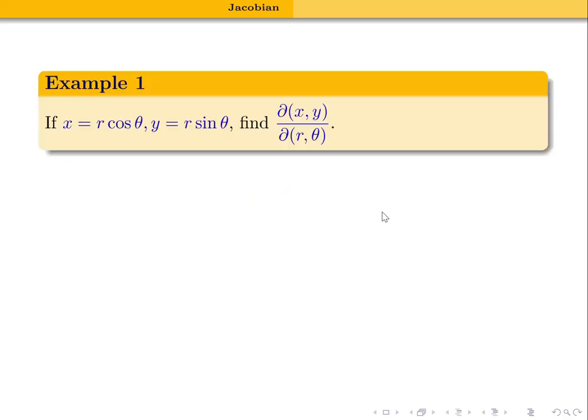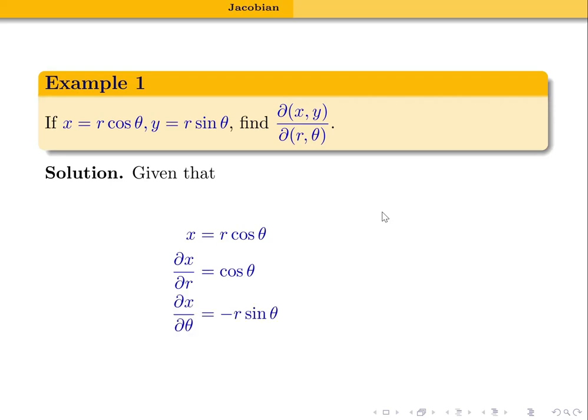Problem number 1. If x = r cos θ, y = r sin θ, find ∂(x,y)/∂(r,θ). They have given that x = r cos θ. Differentiating with respect to r, we get ∂x/∂r = cos θ. And for the same x with respect to θ, ∂x/∂θ = −r sin θ, since the differentiation of cos θ is −sin θ.